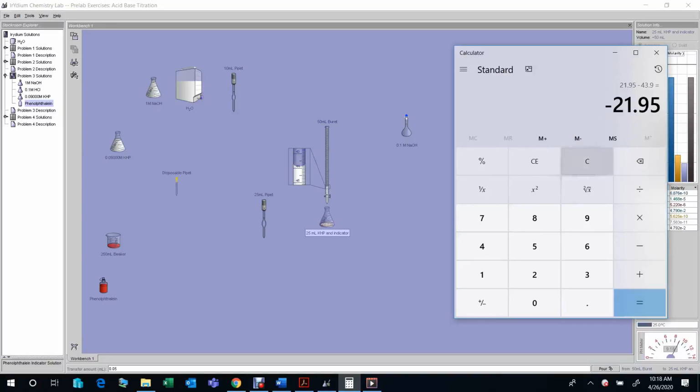21.95 milliliters is the volume of sodium hydroxide we use to finish the titration. So 21.95, and then we can do the calculation. For the KHP, the volume is 25 and the concentration is 0.09, right? Then for the sodium hydroxide, the volume is 21.95. Then we divide by the volume of sodium hydroxide, and that's the concentration of sodium hydroxide.